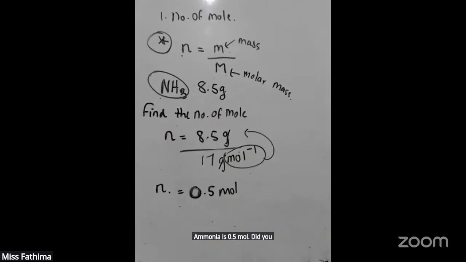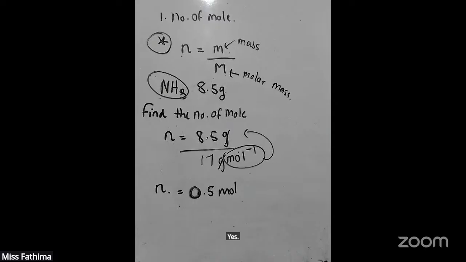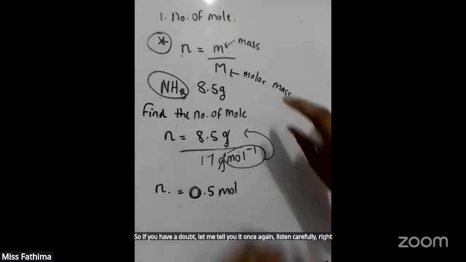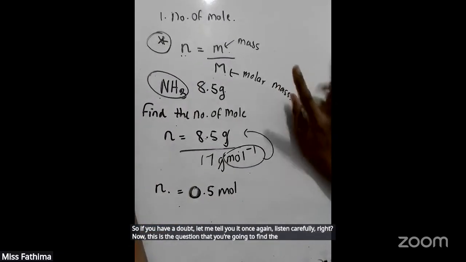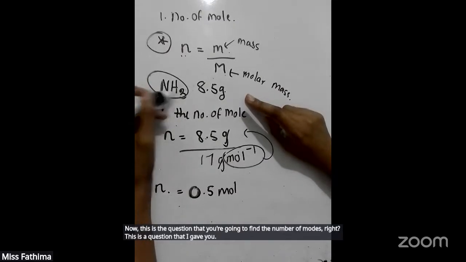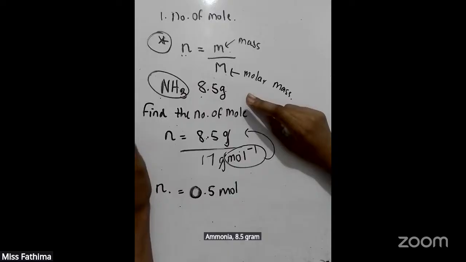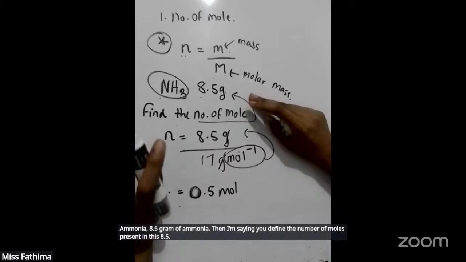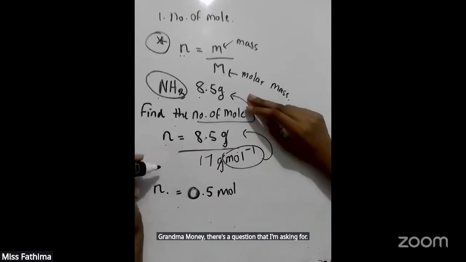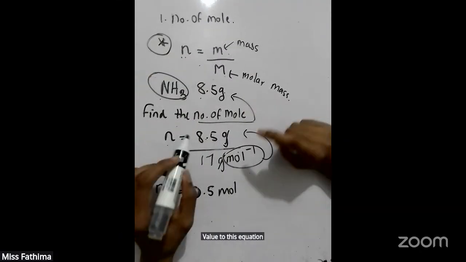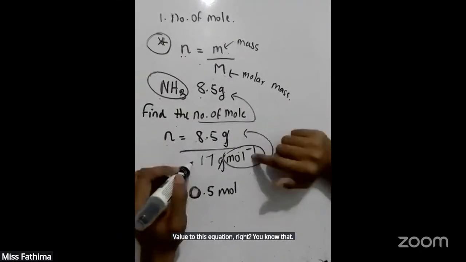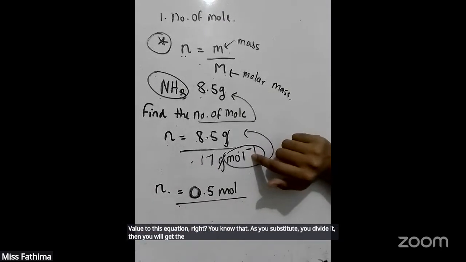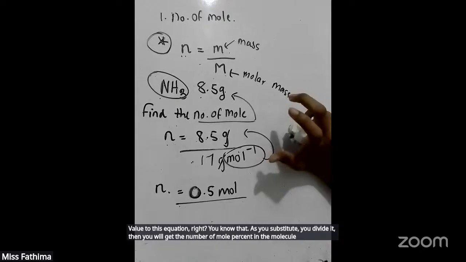Did you understand? Yes, Miss. So if you have a doubt, let me tell it once again. Listen carefully, right? This is the equation that you're going to use to find the number of moles. This is the question that I gave you. You have 8.5 gram of ammonia. Then I'm asking you to find the number of moles present in this 8.5 gram of ammonia. Then you substitute the values into this equation. You know the mass. You know the molar mass, you substitute, you divide it, then you will get the number of moles present in the molecule. Did you understand?